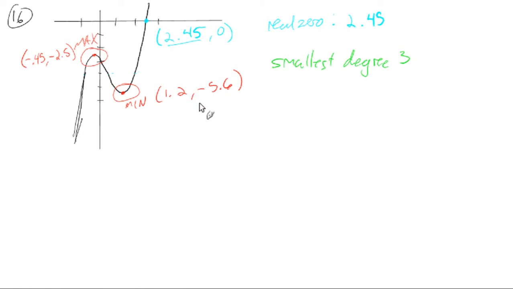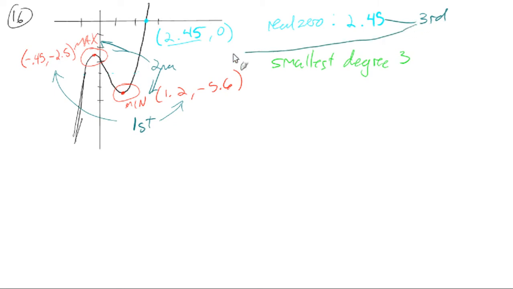We found the coordinates first. Then second, we stated that they were a maximum and a minimum. Third, we found the x-intercept and thus the zero. And then the fourth thing we did was to state that it was degree 3 at the least. Right?